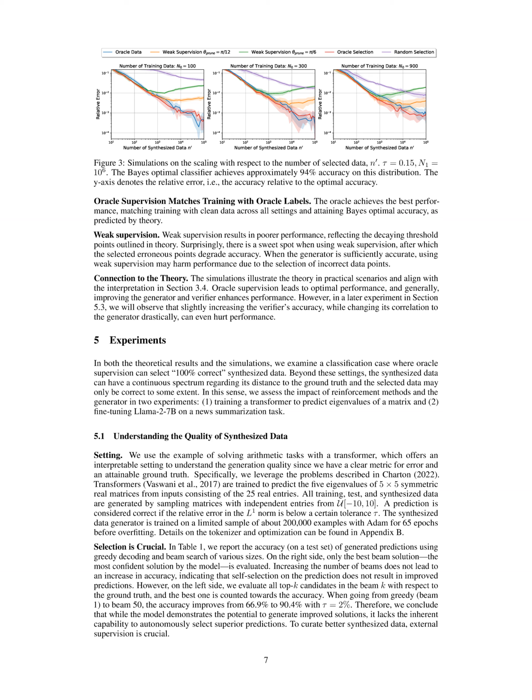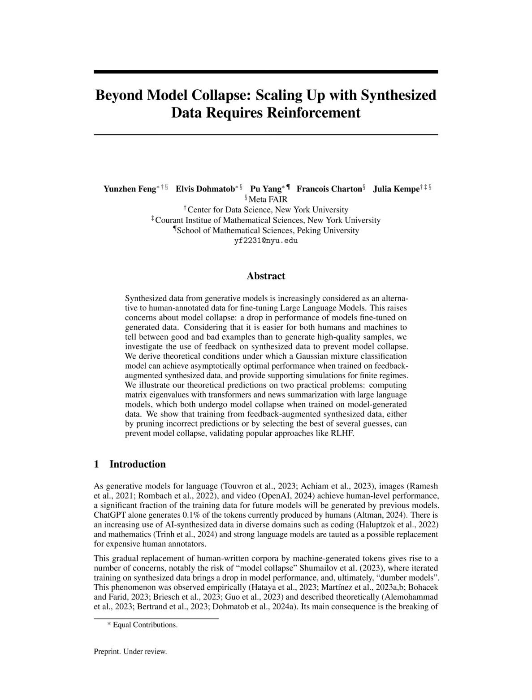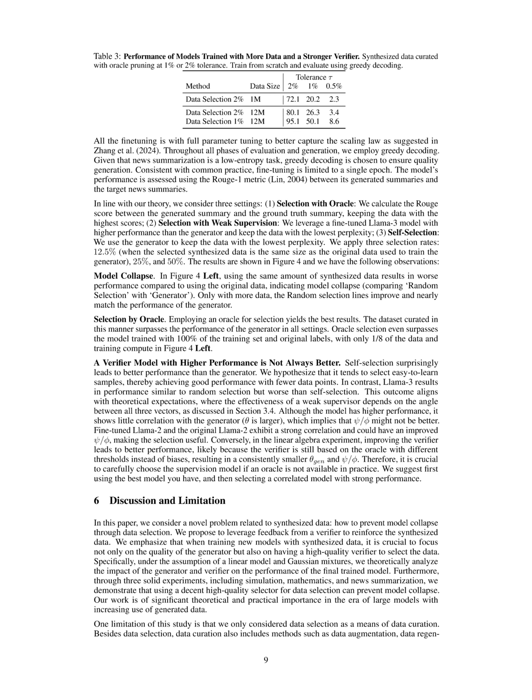The specific results achieved with the proposed method in the experiments described in the paper include the following. 1. In the arithmetic task experiment with transformers, data selection with an oracle verifier led to optimal performance, matching training with clean data and achieving Bayes optimal accuracy. Weak supervision resulted in poorer performance, with a sweet spot where using weak supervision improved accuracy before degrading it with selected erroneous points.